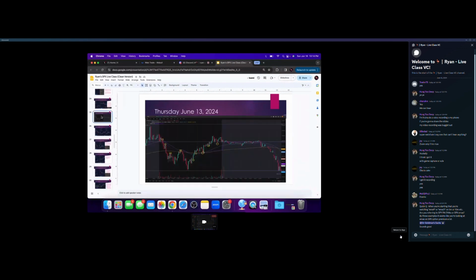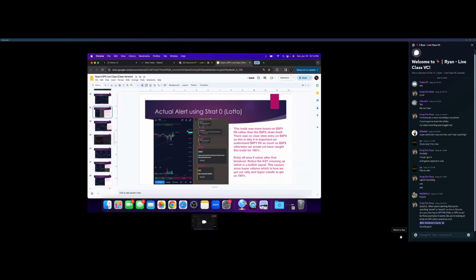let me go back to Wednesday FOMC. I remember using SPY PA. Yeah, this is where you need to have your good knowledge of SPY PA. You want to use your EMAs on SPY for your entries if it doesn't have a clear XPX entry. Otherwise, we would have never caught this play.